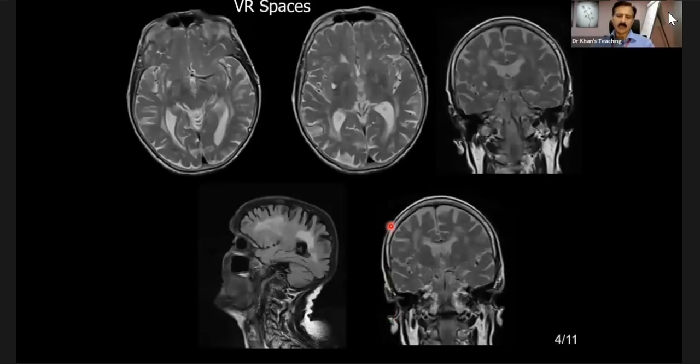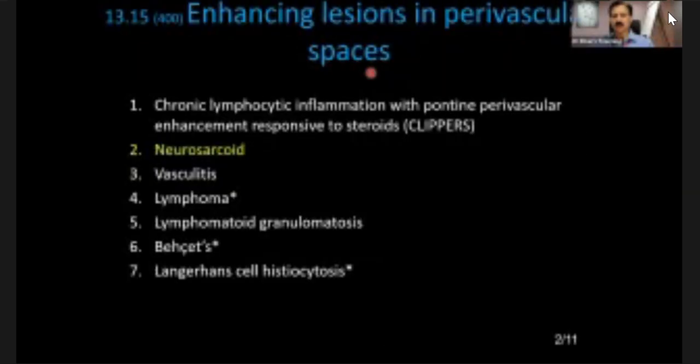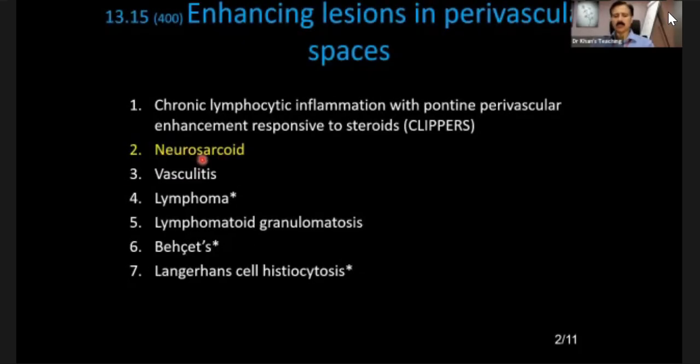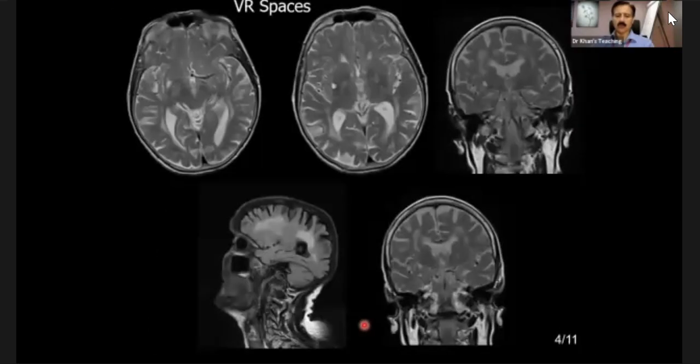So let's go back. By the way, I am going to come back to that sarcoidosis case, which you picked up, the infundibulum case. But first of all, let's develop our concepts. And these concepts are about perivascular spaces. By the way, there is a differential diagnosis in your book, which is enhancing lesions in perivascular space. This is the first time in Chapman this has been included. And neurosarcoidosis is there. Neurosarcoidosis is the greatest mimicker in neuroradiology.